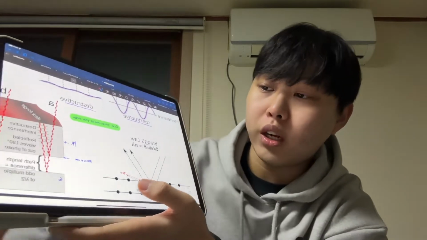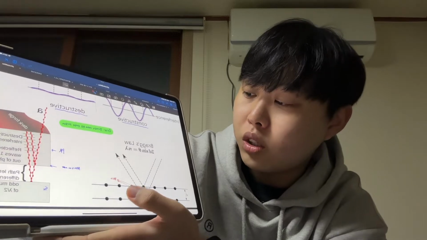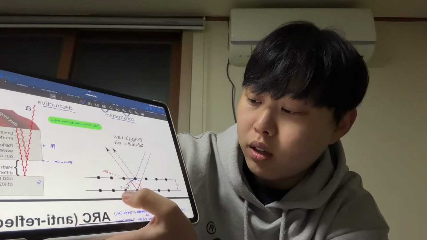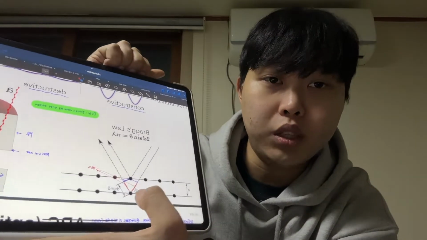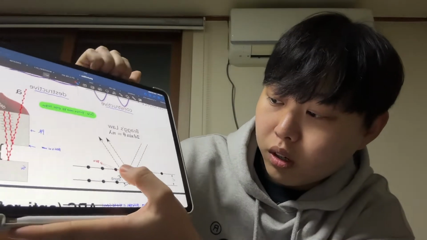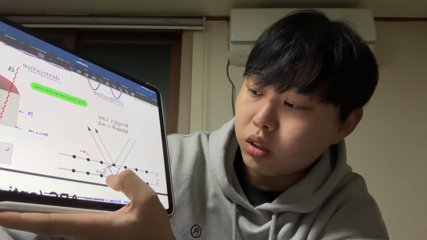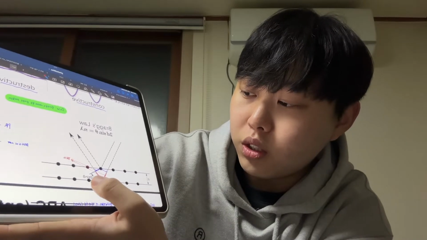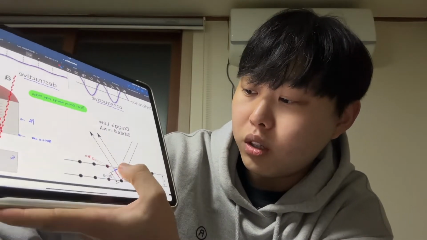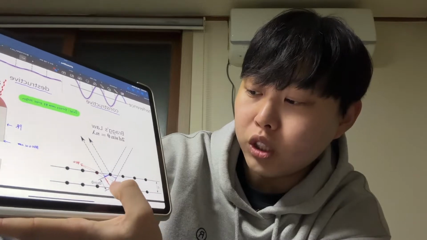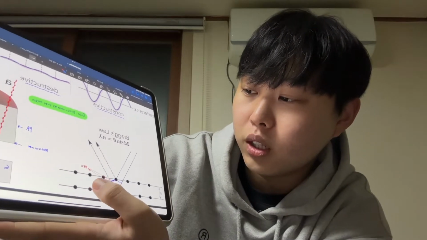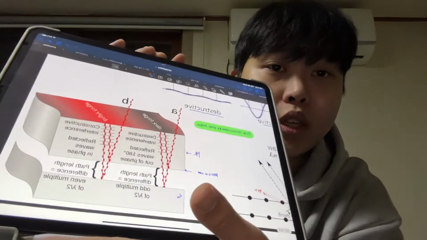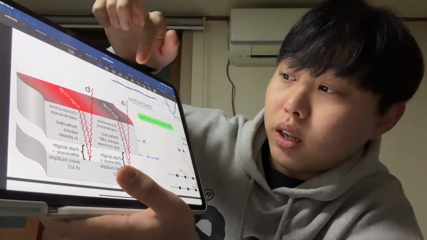For this ARC, we use Bragg's law, which is 2d sine theta equals n lambda. When the light comes into the wafer and constructive interference occurs, the difference between the distances is d sine theta. There are two d sine theta, so we write 2d sine theta equals n lambda.